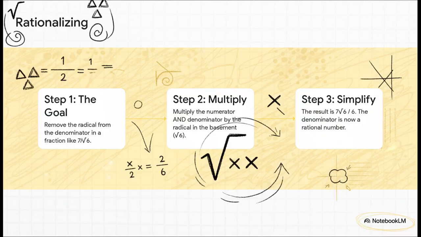So how do we get that radical out of the basement? We use a really slick trick called rationalizing. We multiply the top and the bottom of the fraction by whatever the radical in the denominator is. Now think about it. If you multiply by root 6 over root 6, you're really just multiplying by 1, right? So you're not changing the value of the number, you're just changing how it looks. And poof, the radical on the bottom disappears.